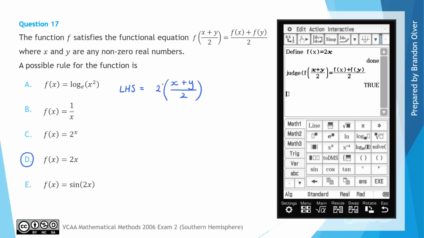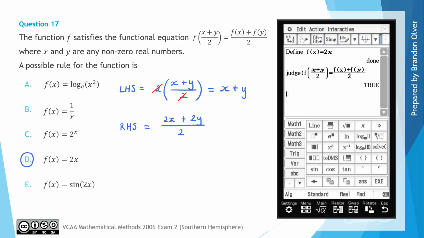The multiply by 2 and the divide by 2 that's there will mean that the left-hand side is just equal to x plus y. Next, we can look at the right-hand side of the functional equation, which says we take f of x, which is 2x, plus f of y, which will become 2y, and then divide that by 2.